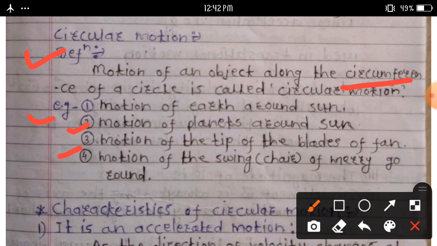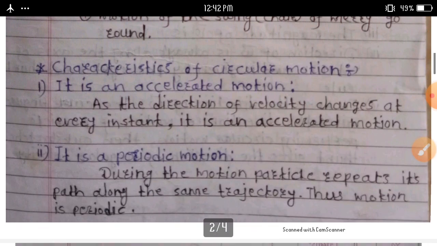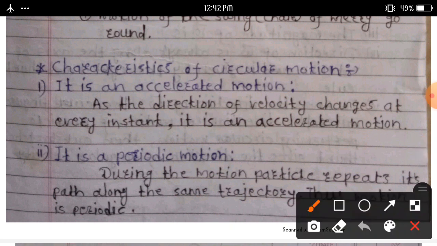Then we discuss the next point, characteristics of circular motion. Some questions are asked on this topic: state the characteristics of circular motion. First characteristic: it is an accelerated motion. Circular motion is called an accelerated motion because the direction of velocity changes at every instant.